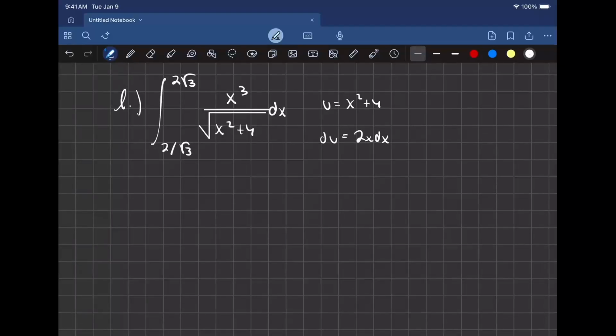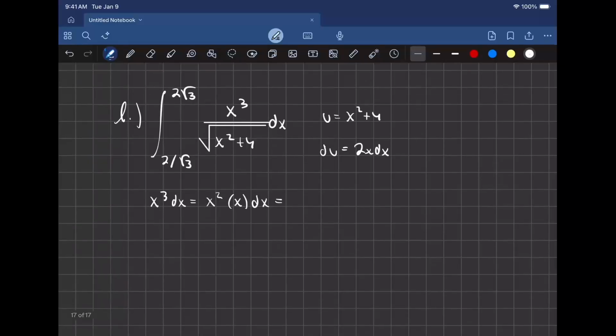Equivalently, our term up here in the numerator, x cubed dx, we can simplify this a little bit. This is equivalent to just saying x squared times x times dx. All right, this will be a little helpful. And the manipulation we're going to do is that our u was x squared plus 4, so this x squared here is going to be u minus 4. So x squared equals u minus 4, and we'll have u minus 4 times 1/2 du.